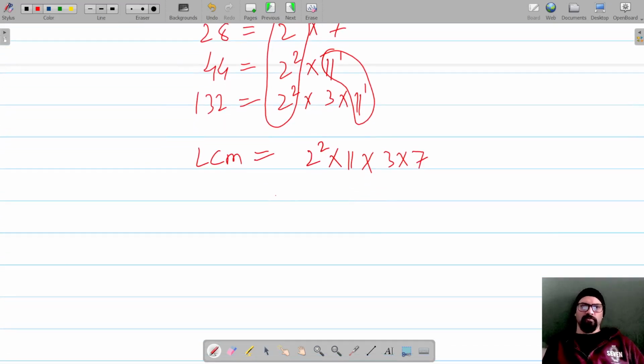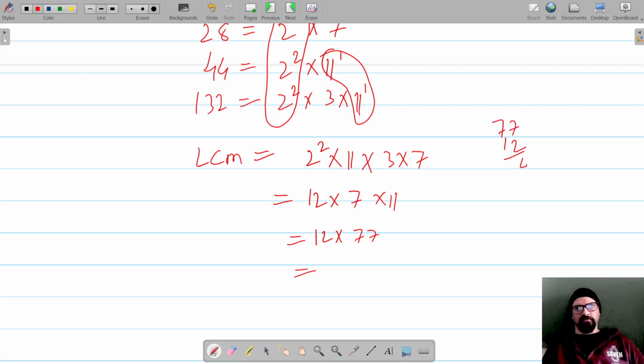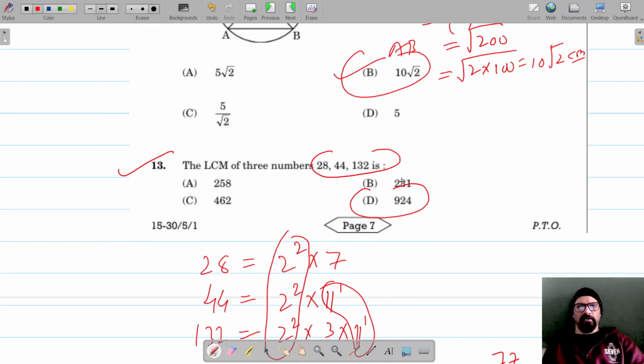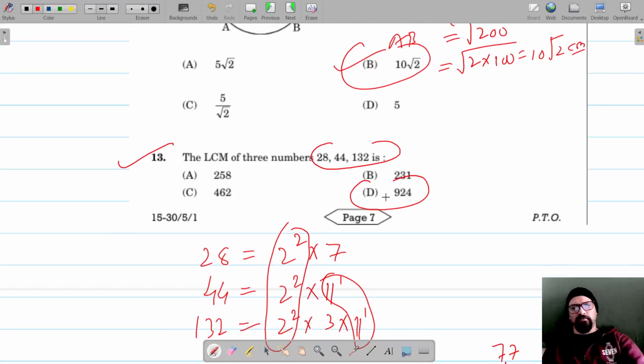Okay, so 2 square is 4, 4 into 3 is 12, so 12 into 7 into 11. 12 into 7 is 84, and 84 into 11 is 924. This is 924 should be the LCM. Okay, so our option is option D, that is 924. Let's move on to the next question.